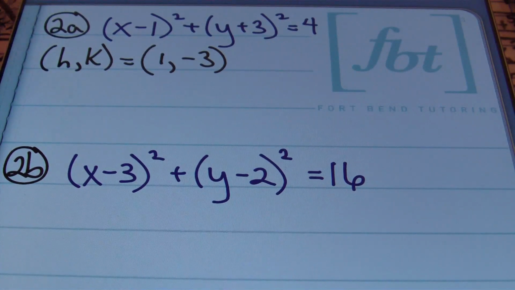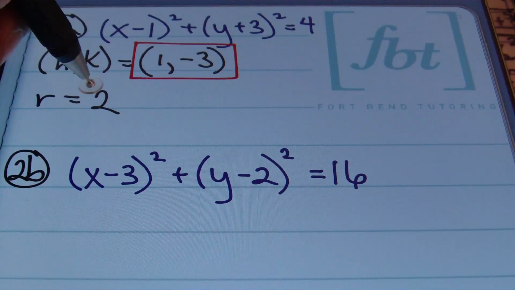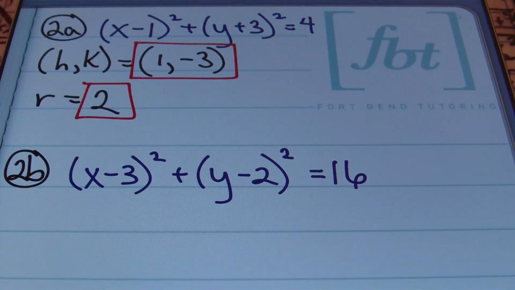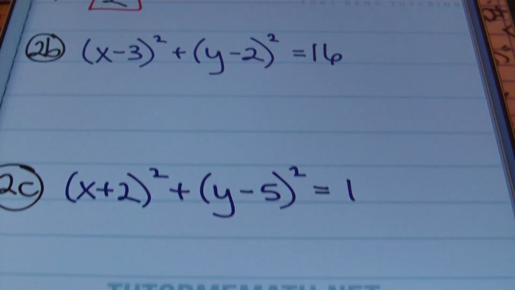All right, great. Now you want to solve for the radius, that variable r. It's always going to be the square root of your constant, and in this case the constant is 4. So the square root of 4 is, yes, it's 2. It is 2. Absolutely correct. Let's go ahead and box that up. Boxing up my center, boxing up my radius. Now we're looking at problem 2b.